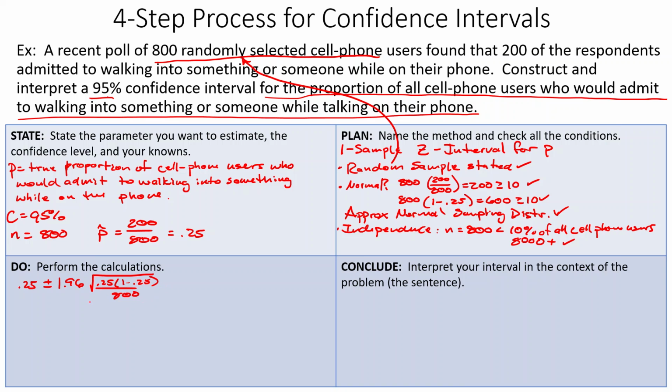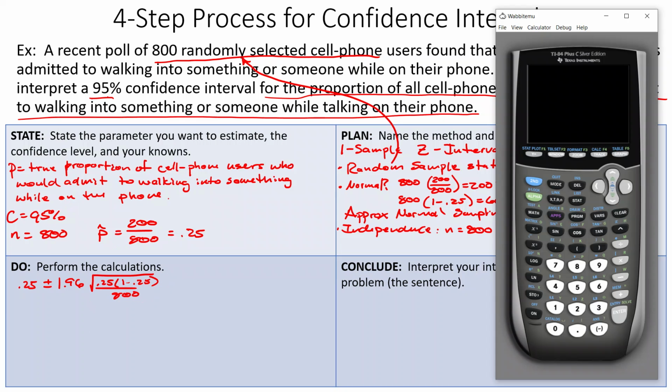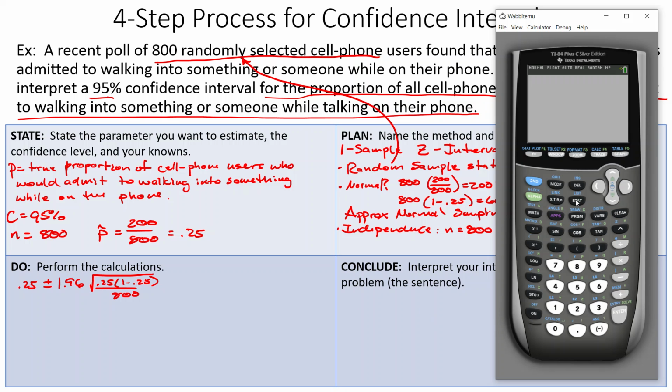If we do this on our calculator, and I want to show you how to do that, we turn it on. We go to stat. We go over to tests. First time we use the test in it. And we want a, let's see, we're not doing a test, we're doing an interval.